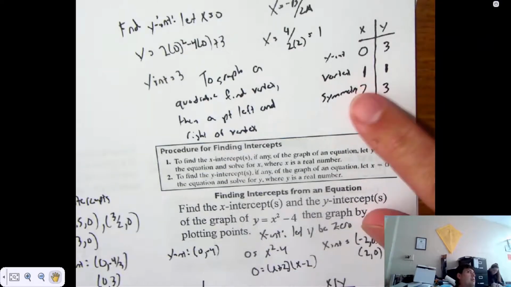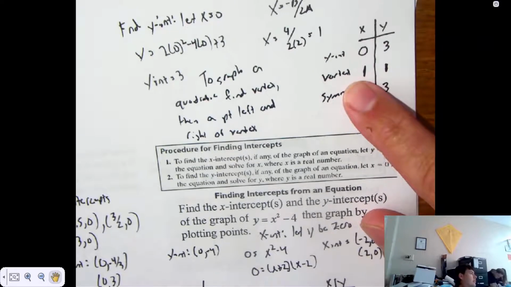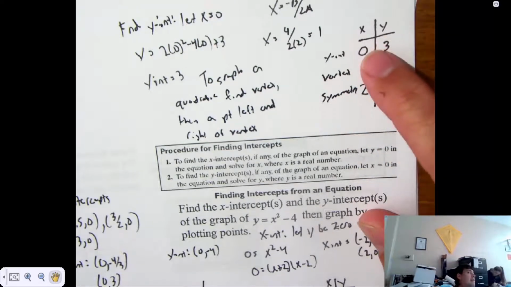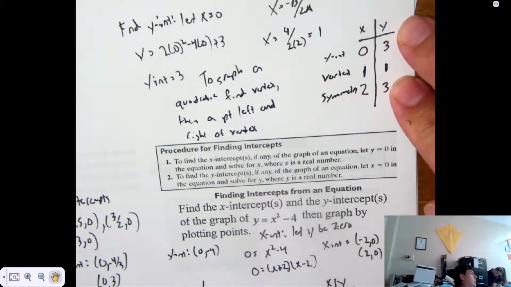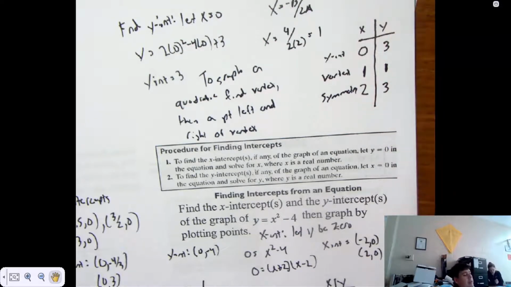Look up at the table we made before. We had 2 points centered around a vertex. They both happen to be the same distance from the vertex, 1 and 1. But more importantly, what was true about the y values? They matched. When you see those y values matching, you know you got the vertex smack dab in the middle. So look out for that. Well, that was easy enough.